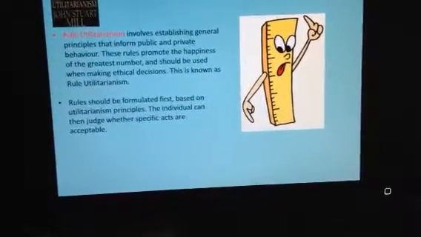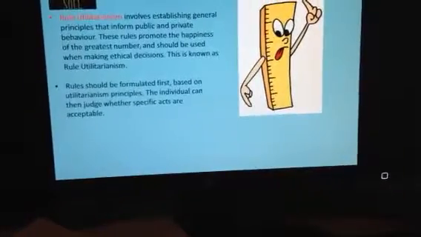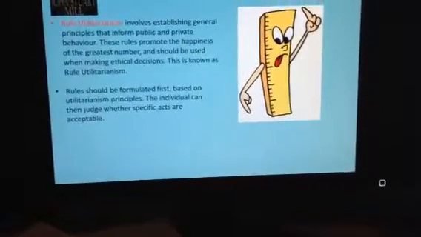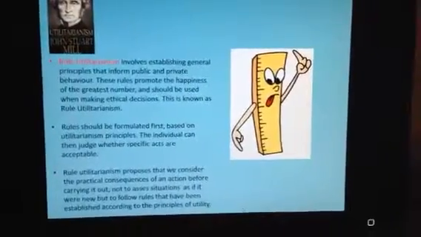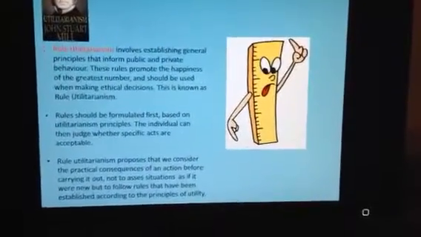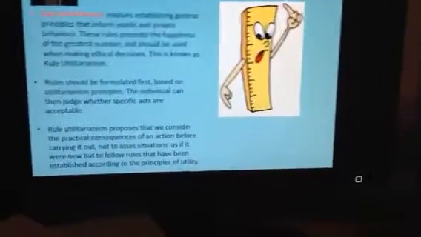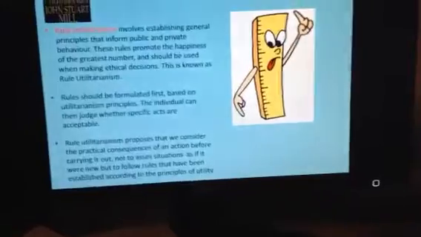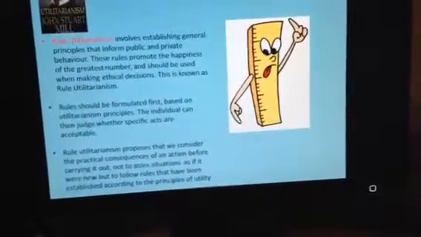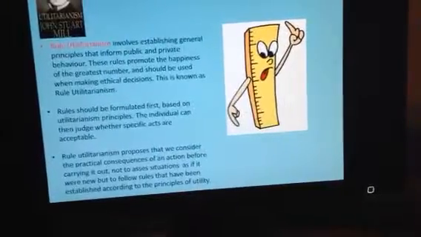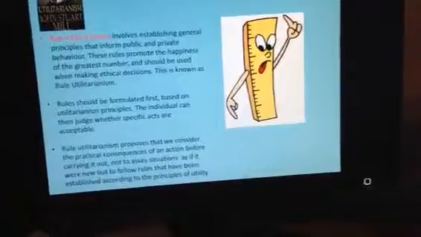Rules should be formulated first based on utilitarianism principles. The individual can then judge whether specific acts are acceptable. Rule utilitarianism proposes that we consider the practical consequences of our actions before carrying them out, not to assess situations as if they were new, but to follow rules that have been established according to the principle of utility.